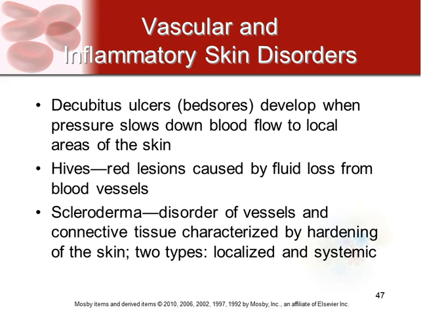And then you can have scleroderma. Scleroderma is when there's a disorder of the blood vessels and connective tissue, with hardening of the skin. And there are a couple types. It can be localized or it can be systemic.